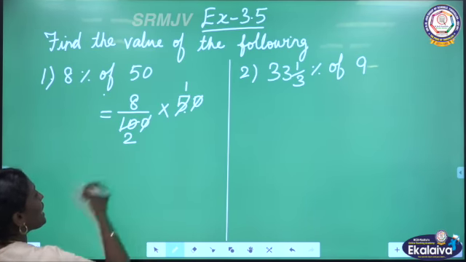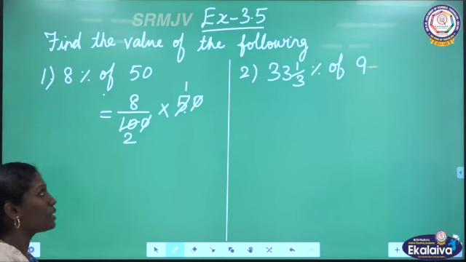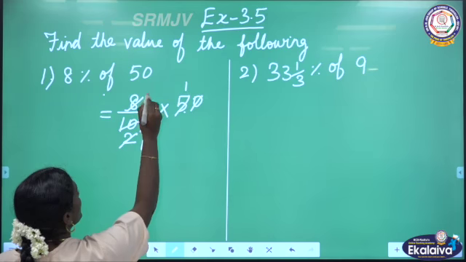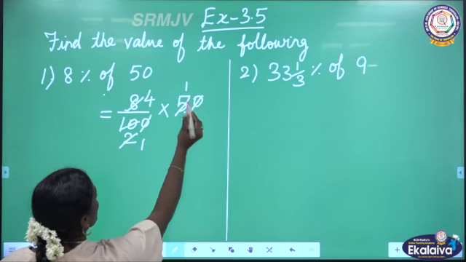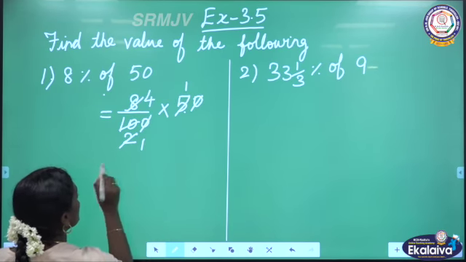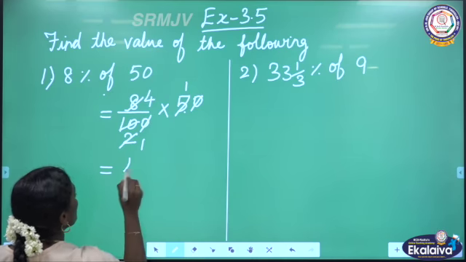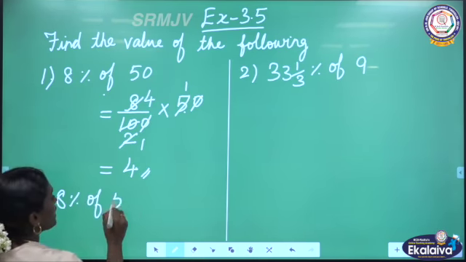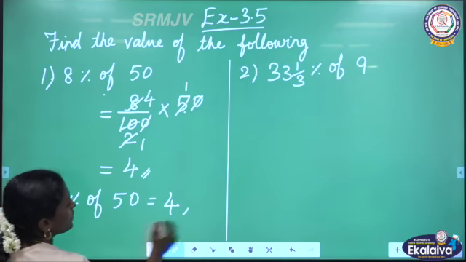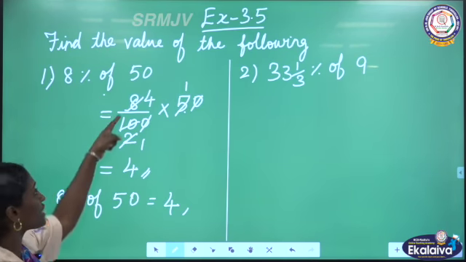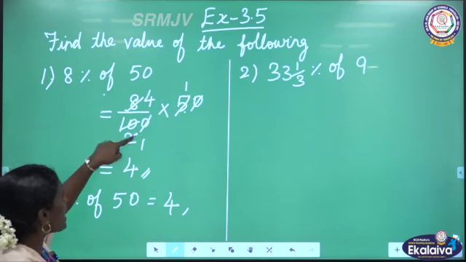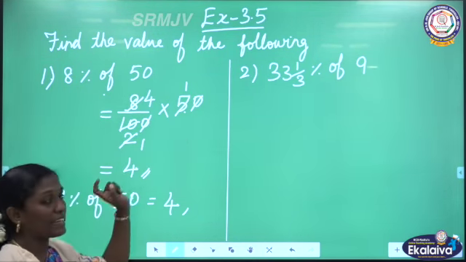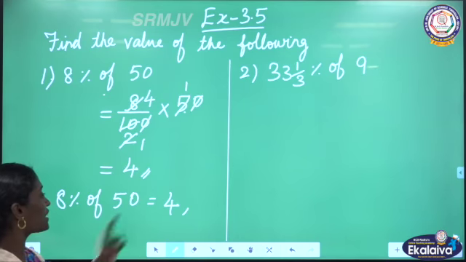Now we are having 8 and 2. Both the numbers are divisible by 2. We are reducing it in 2 table. In 2 table 1 time, in 2 table 4 time. Here in numerator we are having 4 into 1, in denominator 1. So 4 into 1, 4. 4 is the answer. So 8% of 50 is 4. Okay, first we have to write the given percentage as fraction. After that we have to use multiplication symbol, then the second term. Then we are reducing it and we are getting 4.